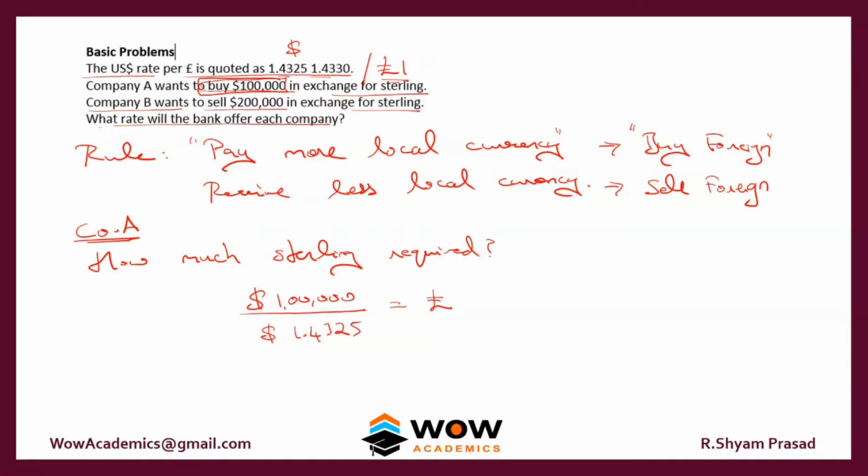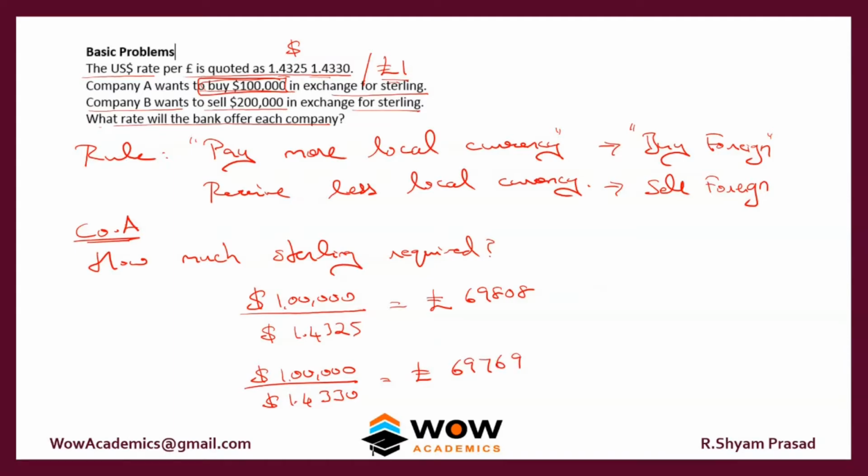We'll work that out, and we'll also find out what the pound would be for this other parity number. This answer comes to 69,808. This answer comes to 69,769.